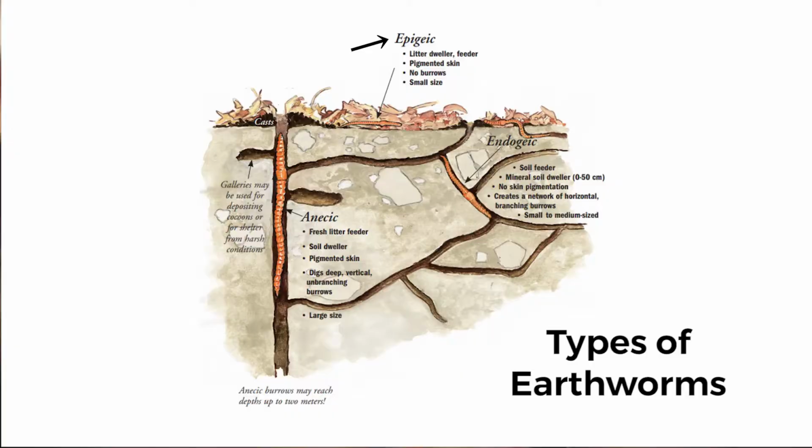That is, epigeic, upon the earth, they are litter and surface dwelling species. Endogeic, within the earth, they are soil dwelling or upper soil species. And anecic, out of earth, they are deep burrowing species. Generally, the epigeic earthworms are used in vermicomposting. Now let's talk about the taxonomic parameters to identify earthworms.